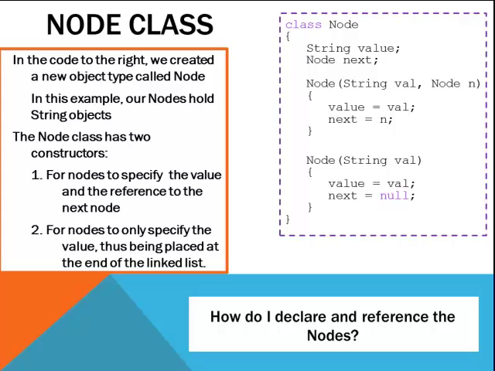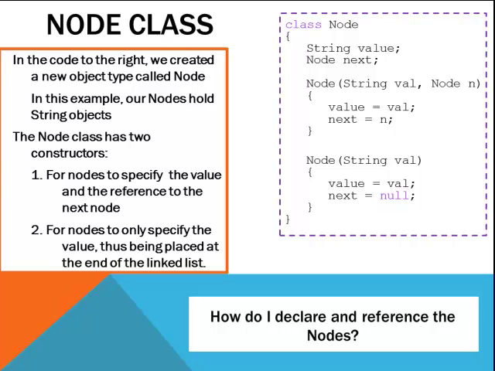In the code to the right, we created a new object type called Node. In this example, our nodes hold string objects. The node class has two constructors. The first constructor is for nodes to specify the value and the reference to the next node. The second constructor is for nodes to only specify the value, thus being placed at the end of the linked list.